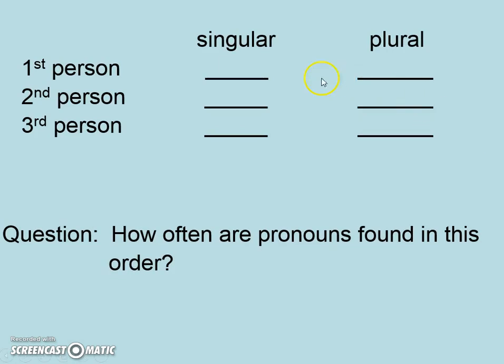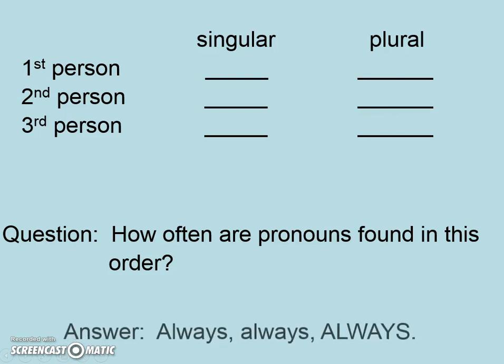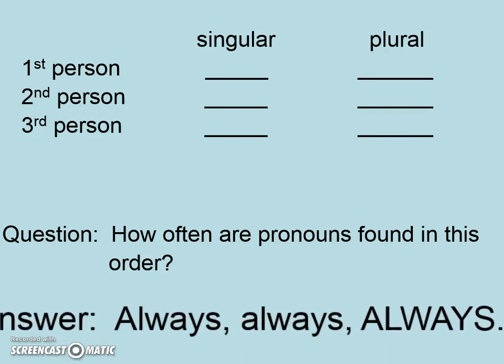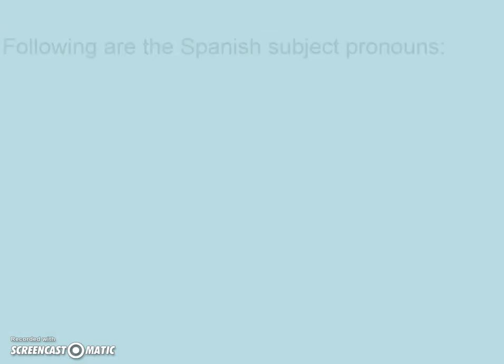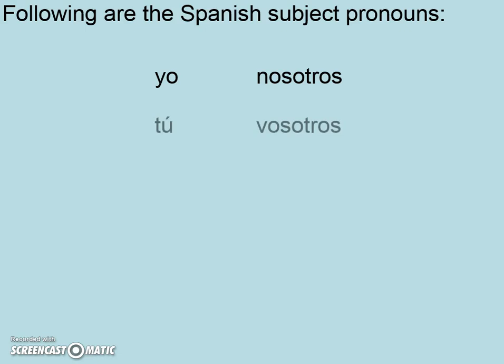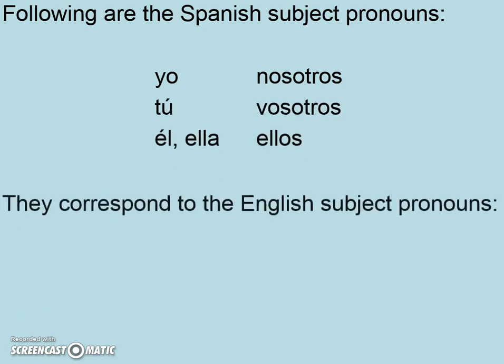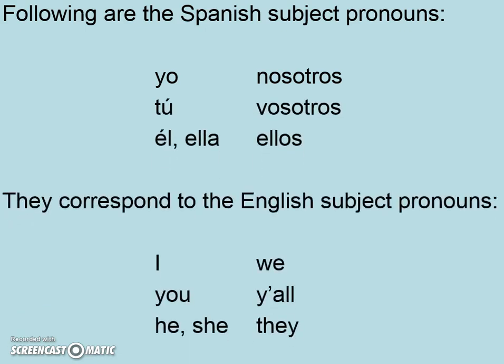Okay, so here's kind of our little table right here. All right. And the question was, how often are pronouns found in this order? And the answer is always, always, always. Okay, so following are these Spanish pronouns. So first we have yo, which corresponds to I. Tú, which means you. Él or ella, which means he or she. Nosotros, which means we.